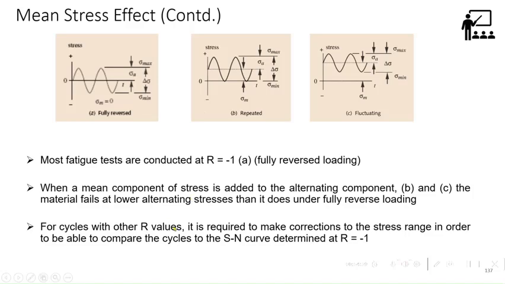For cycles with R values other than -1, it is required to make a correction to the stress range in order to compare the cycles to the SN curve. So far we saw the SN curve generated for a smooth specimen with R equal to -1, but in reality the structures will be subjected to variable amplitude loading, or even with constant amplitude loading it need not be R equal to -1. So in that case, we need to do the correction. We have seen the correction of the SN curve at the endurance limit for different load sizes and all, because your component is different from your test specimen.